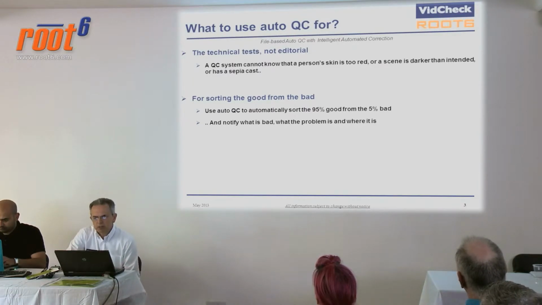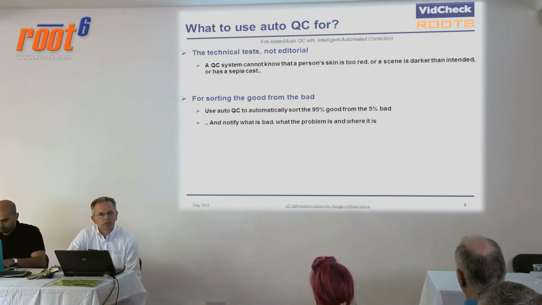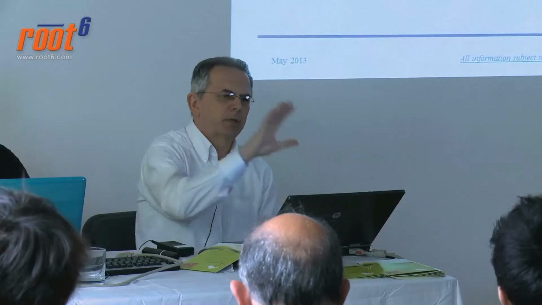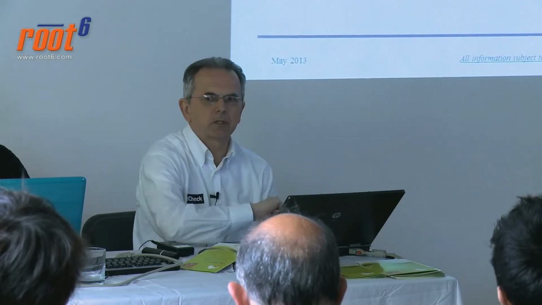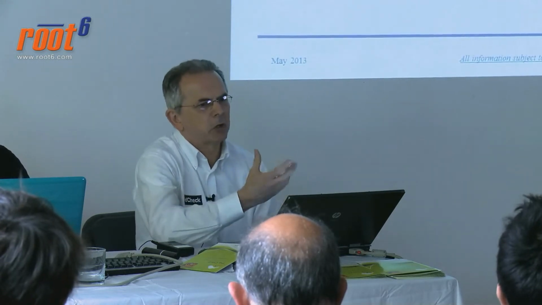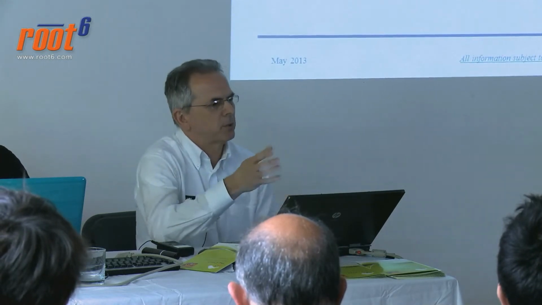The next point really is sorting the good from the bad. I mean, no one gets everything right the whole time, and there's too much material to look at all of it cost effectively. But you can use an auto QC system for sorting the known good from the bad. So typically with our customers, we'll say you'd be aiming for a 95% pass rate. So 95% can be checked, passed through, is good, and can carry on to the next stage of the process, whether that's transcode and produce other versions. But then you get a notification of what the problem is, where the problem is, for example the time code, and then someone can take a decision as to what to do about it.